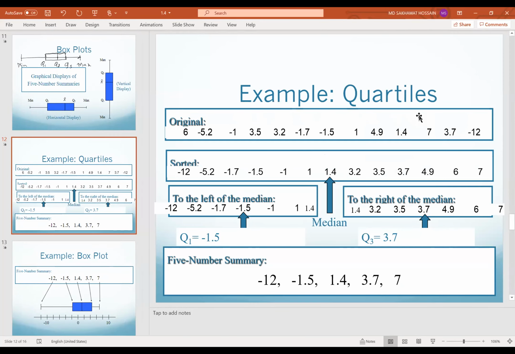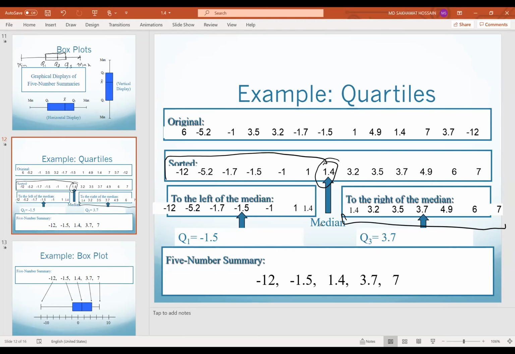So here we have an example, and we have the data set here. So first you need to calculate the median. So here the median is 1.4. We went over this example in the last class. To calculate Q1, you need to include this number in the left side of the data set, and to calculate Q3, you also have to include this value to the right. So we have this data set on the right side and this data set on the left side.